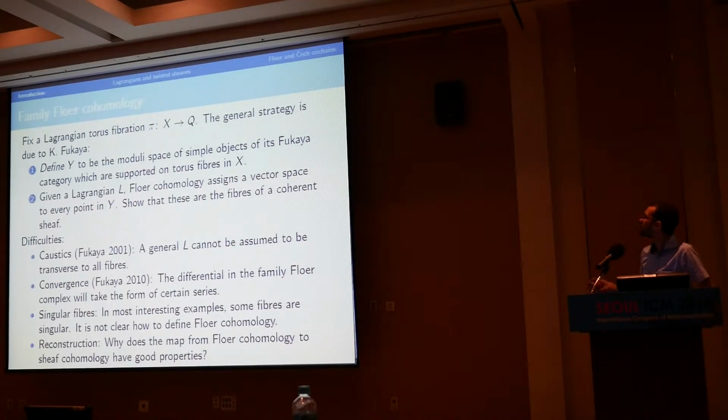But when you're doing this in families, this doesn't make sense. There is no way that, given a generic Lagrangian inside the total space of the torus fibration, I can make this Lagrangian transverse to all the fibers. Because, for example, if I could do that, then the projection to the base would have no critical points. And that's very unlikely to happen. So that's the problem of transversality. And Fukaya addressed this very nicely in a paper in 2001 where he gave a strategy for what you're supposed to do. We will see that again later in the talk.